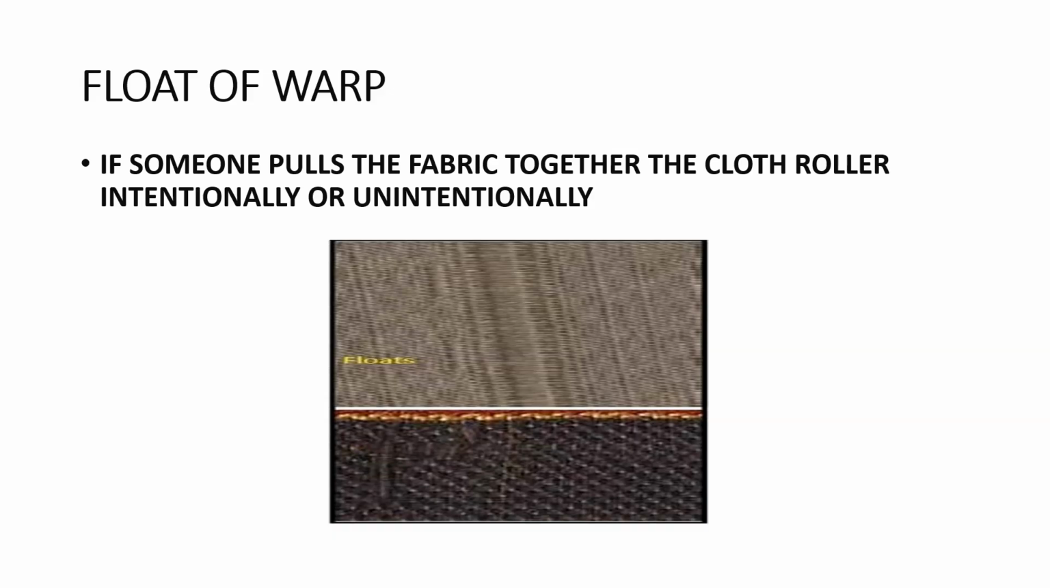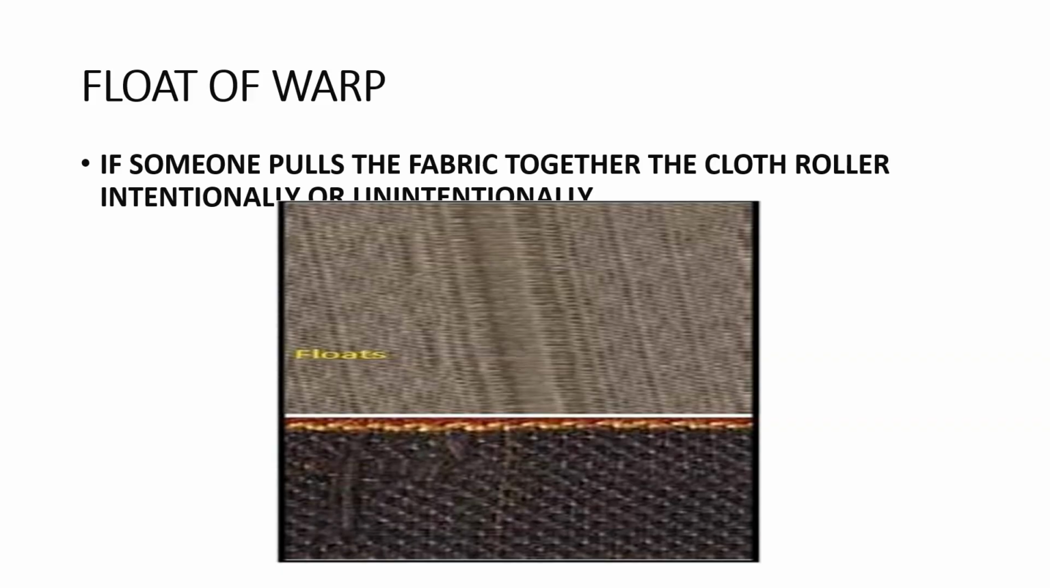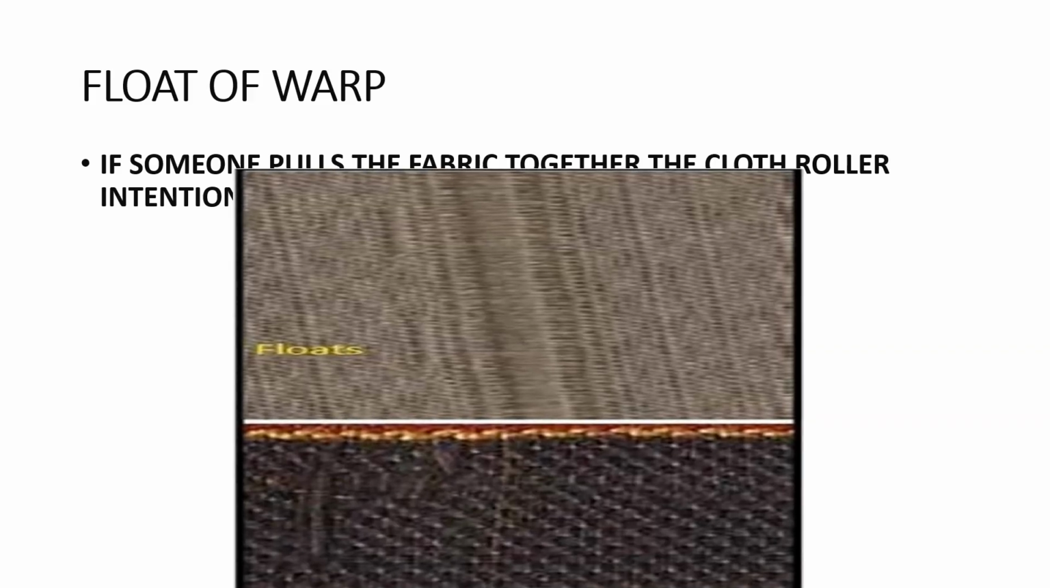And all these kinds of defects which I am discussing here have an adverse effect on our visual observations. That's why this will be treated as a major defect, because the visual appearance of the material is like that. You cannot sell the product if there is a float of warp in your material and it is very prominent in the fabric. So that is the way the float of warp is classified.